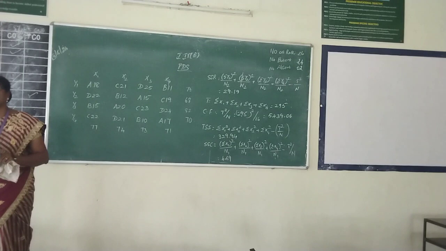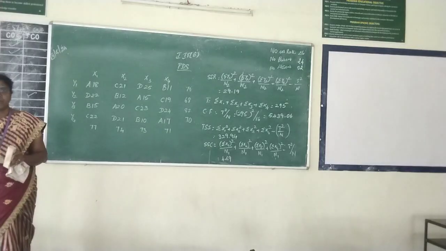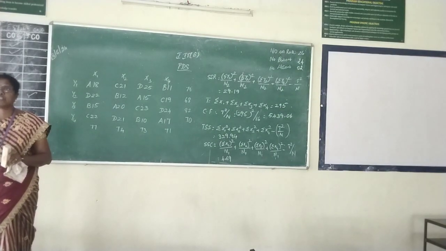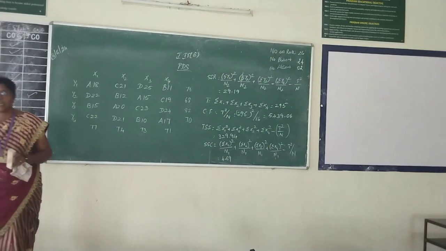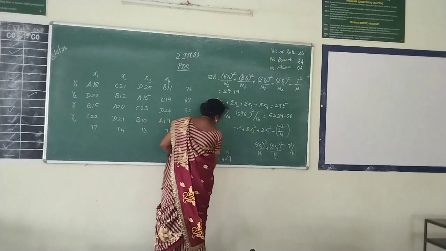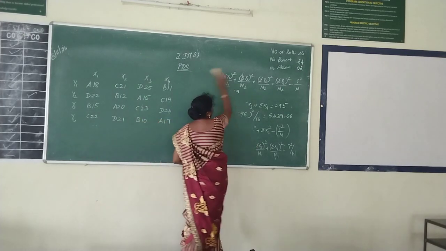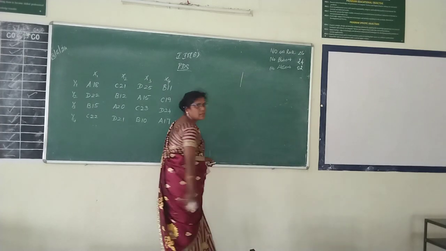To get SSK, you have to rearrange this data in the order of the treatments. Collect all the A values, collect all the B, then C and D. Get each total, each treatment total. Then you can find your SSK. So the next step: rearrange the data in the order of the treatment.